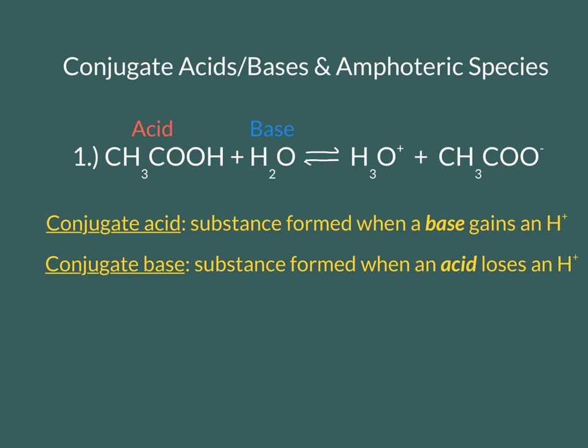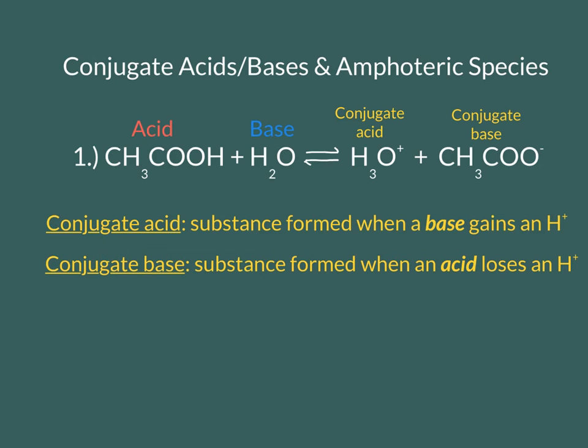So we can think of a conjugate acid as the substance the base becomes, and we can think of the conjugate base as the substance the acid becomes. In this case, since our water becomes H3O, our H3O, or our hydronium, would be our conjugate acid. And since our acetic acid becomes CH3COO, this would be our conjugate base.